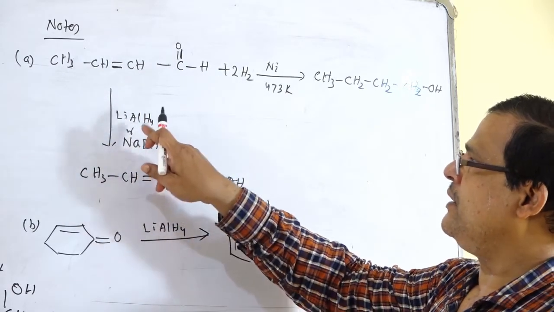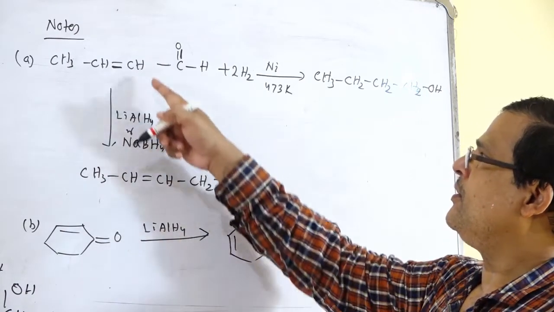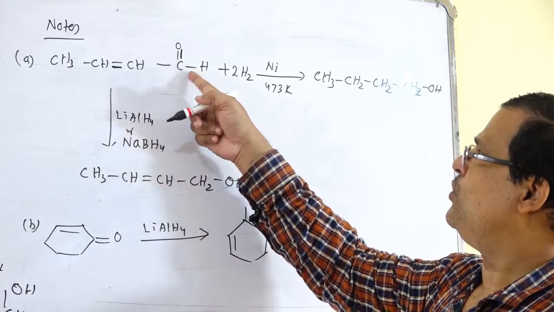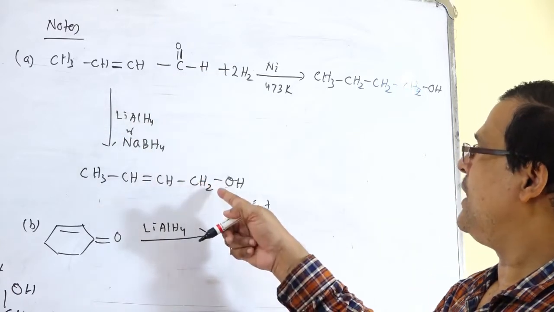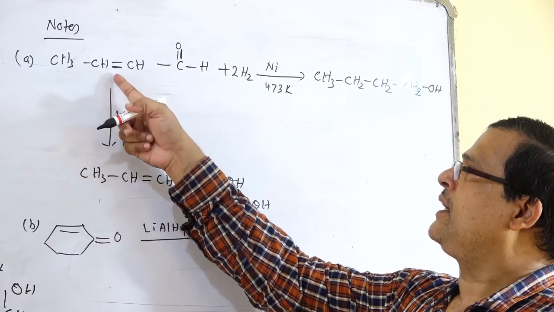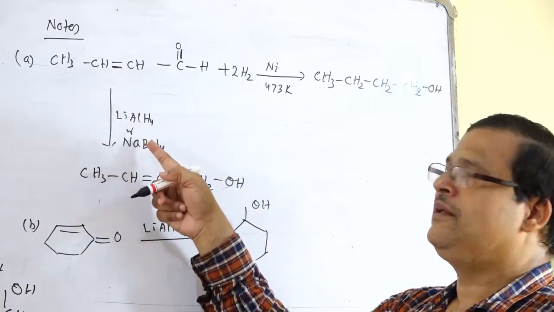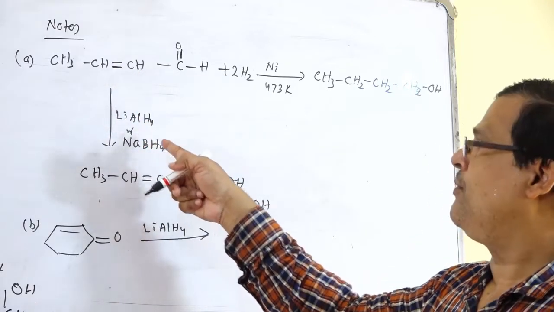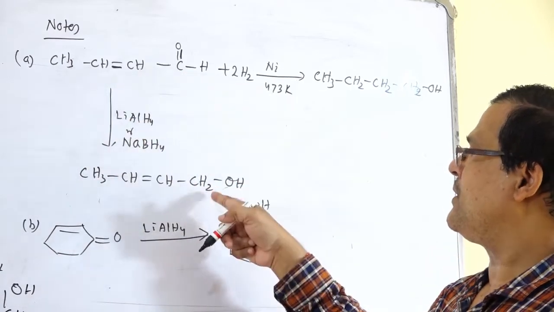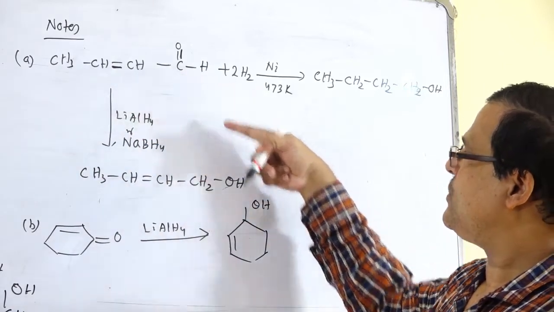in the presence of lithium aluminum hydride or sodium borohydride, only the carbonyl group is changed, the C double bond O group is reduced, keeping the carbon-carbon double bond intact. This bond is not affected if it has been treated with lithium aluminum hydride or sodium borohydride. This bond is not affected, but only this bond is affected. So there is the formation of CH3 CH double bond CH CH2 OH.